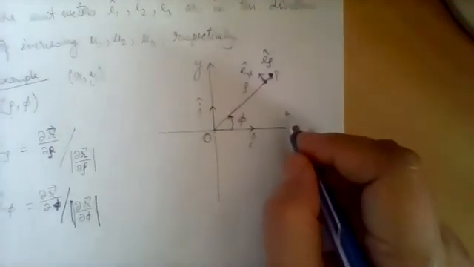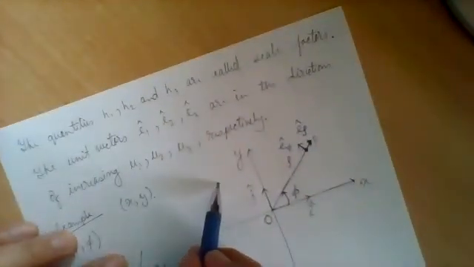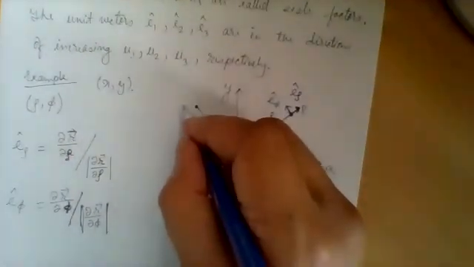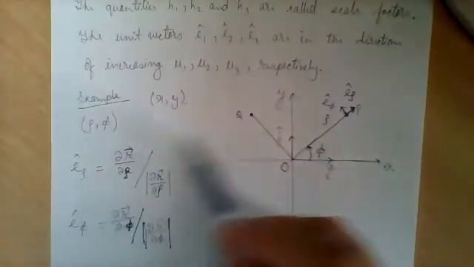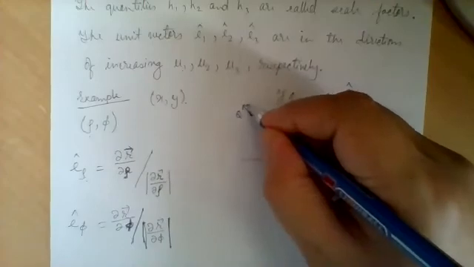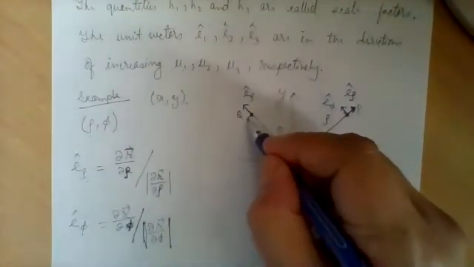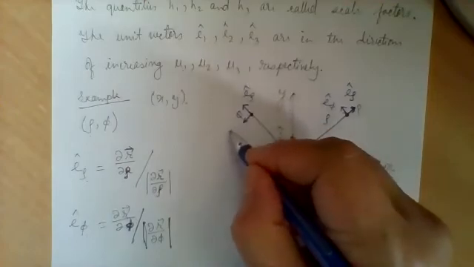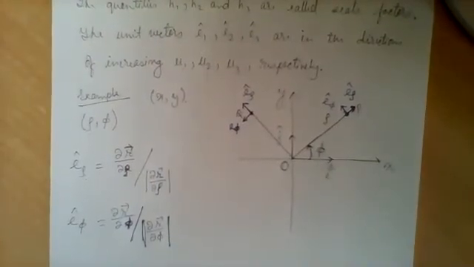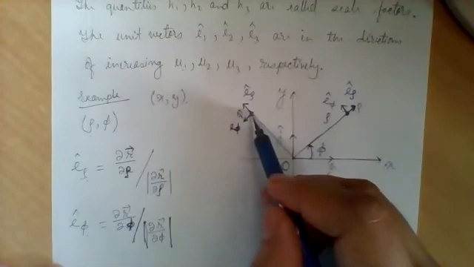Let us take another point here and call it Q. Now, what is the unit vector e rho at this point? At this point, the unit vector e rho is again along this line. This is e rho. And what is e phi? E phi at this point will be along this line, perpendicular to e rho. This is e phi. So at the point P, e rho is along this direction. At the point Q, e rho is along that direction.